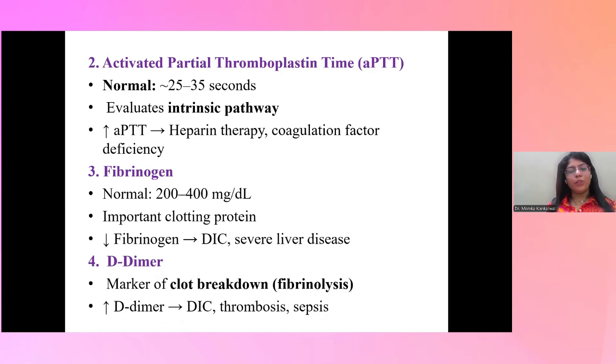Now the fourth component is D-dimer, which is a marker of clot breakdown, fibrinolysis. If the patient has a raised D-dimer, again the patient is at risk of having bleeding, DIC, thrombosis, or sepsis. So we have to think of that, and then accordingly we have to start giving a regimen to the patient.